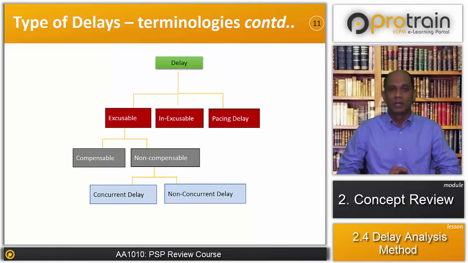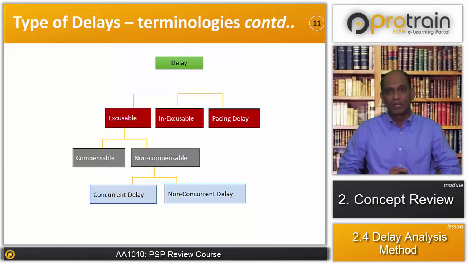And in such scenario, the contractor may and may not be compensated. There are scenarios where the contractor is not compensated. In such scenario, there can be concurrent delays and there may not be concurrent delays also. The second type is inexcusable delay or non-excusable delay. These are the delays solely due to the default of the contractor, and in such scenario, contractor is penalized for his delays.